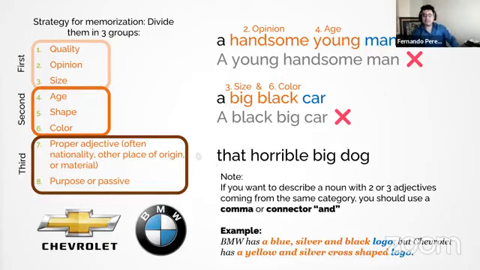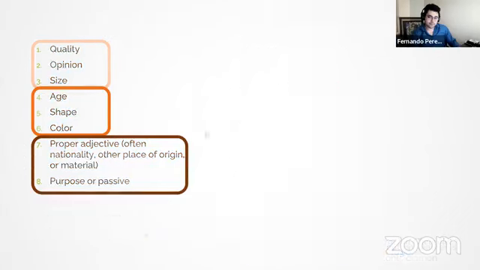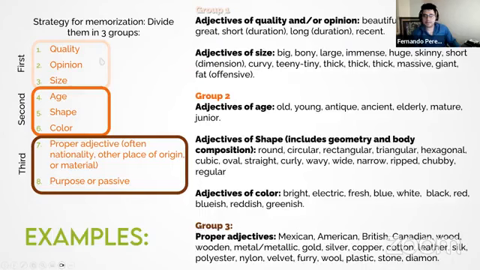If you want more examples, you can see the next slide. On the next slide, I have a lot of examples using each group. Observe. Group 1, adjectives of quality and opinion: beautiful, excellent, great, short, long, recent. Adjectives of size: big, bony, large, immense, huge, skinny, short, curvy, teeny tiny, thick. I don't know why I wrote thick. It's only one. Massive, giant, fat, etc.